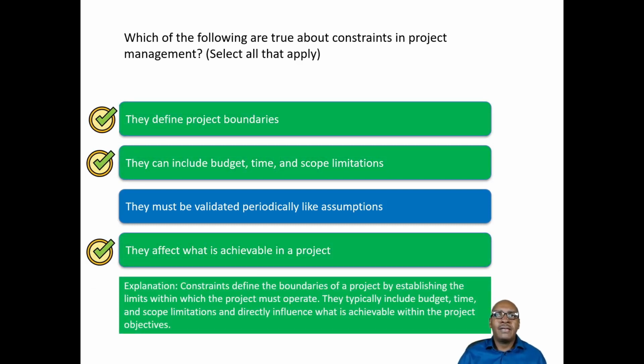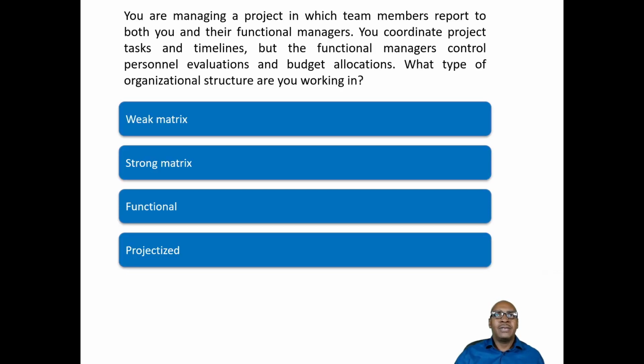So constraints, they define project boundaries. They can include budget, time, and scope limitations, and they affect what is achievable in a project. So the explanation: constraints define the boundaries of a project by establishing the limits within which the project must operate. They typically include budget, time, and scope limitations and directly influence what is achievable within the project objectives. So that's the correct answer for this one. Let's look at our next question.